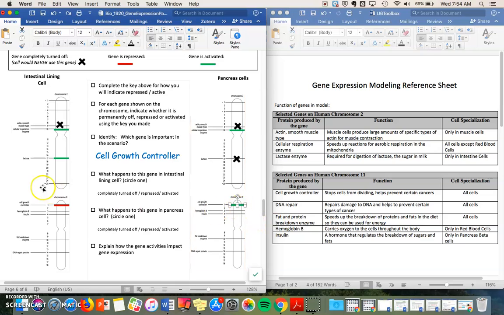And really, that's the big difference between these two different cells. This is why, even though they have the same DNA, intestinal cells divide so much more: because their cell growth controller gene is repressed a decent amount of the time.